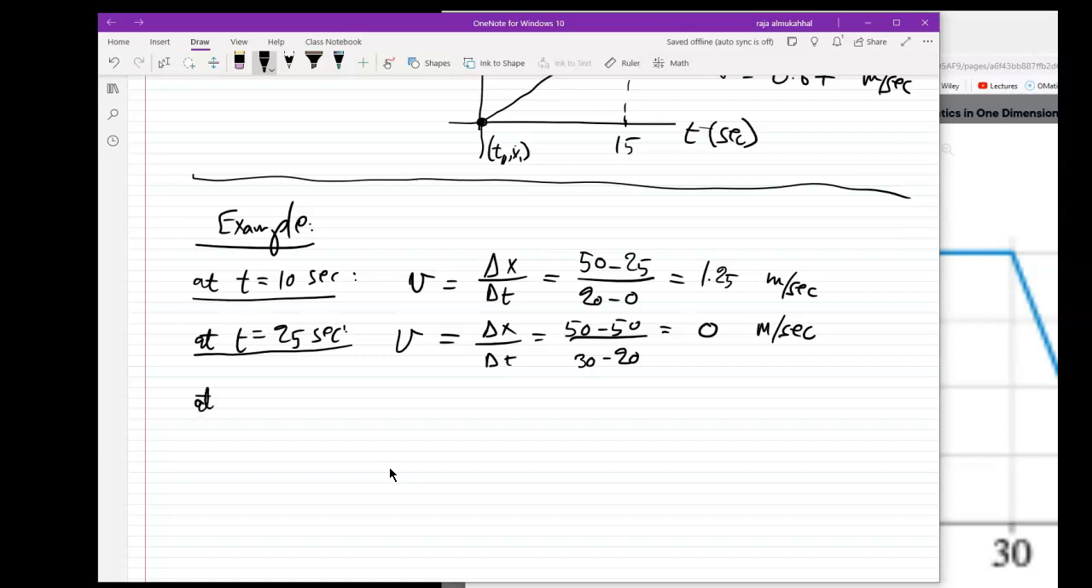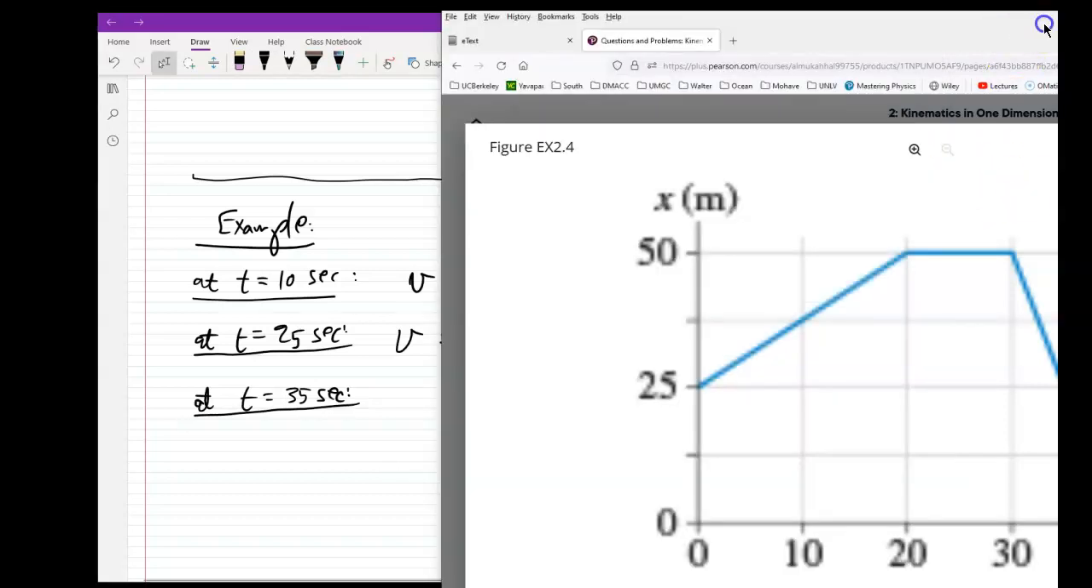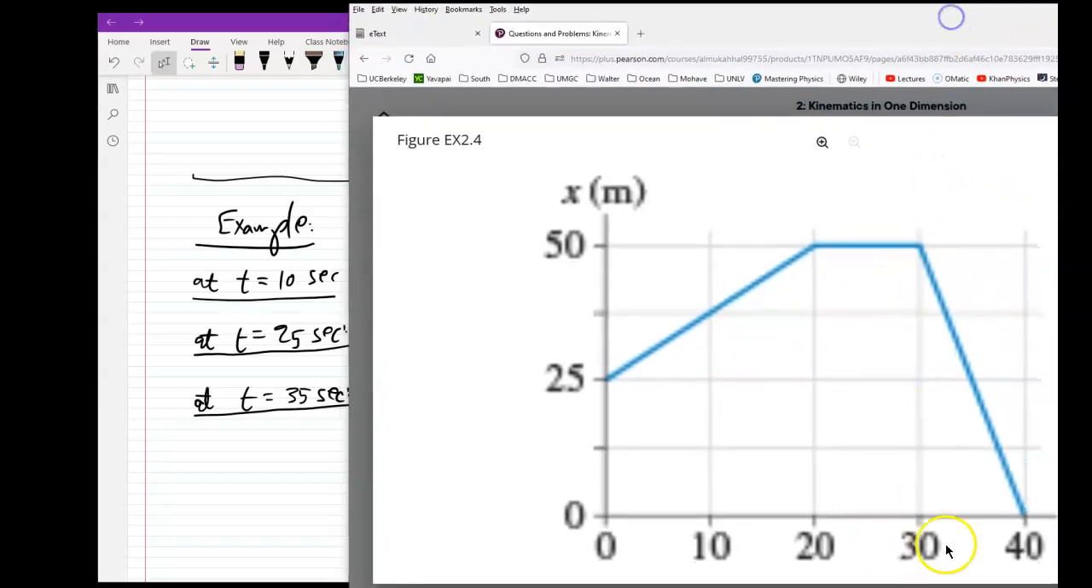And then the next one at t equals 35 seconds. The 35-second mark is basically right here somewhere, in the middle, so it belongs to this line segment. Before I do anything, I can tell that this line segment has a negative slope. A negative slope means the jogger is moving to the left. In other words, he's returning back. You see what I'm saying?